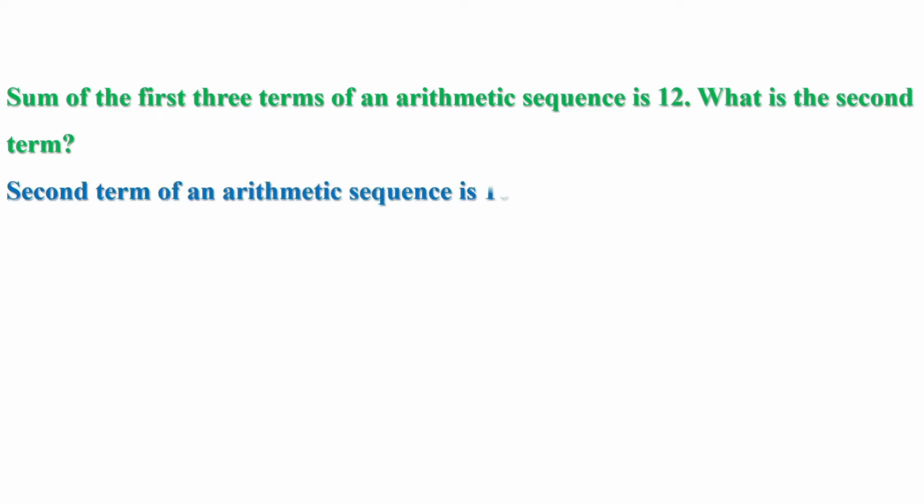Now the second term of an arithmetic sequence is 10. What is the sum of the first three terms? We know the sum of the terms equal to 3 times the middle term.